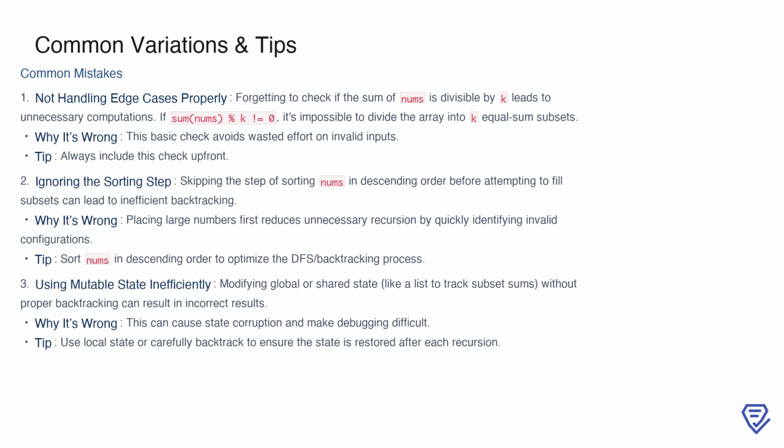Additionally, using mutable state inefficiently can cause subtle bugs. For instance, if you're modifying a shared list to track subset sums without properly backtracking, it can corrupt your state and lead to incorrect results. A better approach is to rely on local variables or ensure that the state is restored after each recursive step.